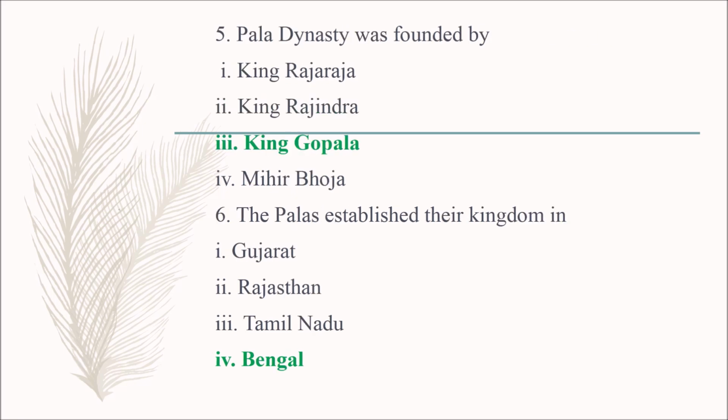Question number 5. Pala dynasty was founded by option 1 King Rajaraja, option 2 King Rajendra, option 3 King Gopala, option 4 Mihir Bhoja. So the correct answer is option 3 King Gopala. Question number 6. The Palas established their kingdom in option 1 Gujarat, option 2 Rajasthan, option 3 Tamil Nadu, option 4 Bengal. So the correct answer is option 4 Bengal.